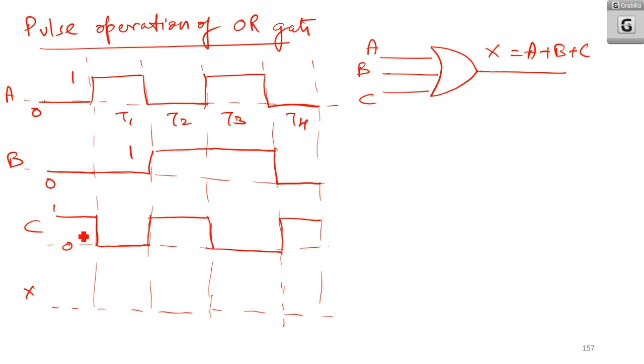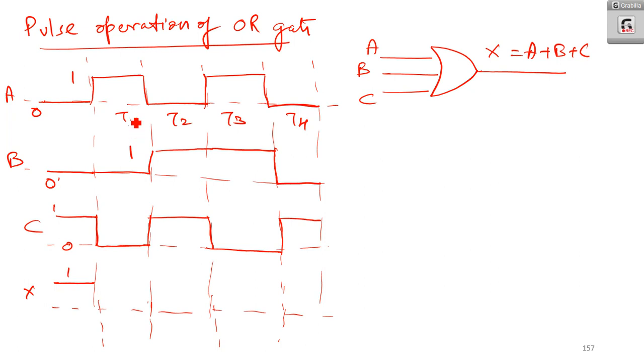So first I will do it. This is time instant T1, T2, T3 and T4. So before T1, what do you get? 1 OR 0 OR 0. What is it? 1. Sorry, it is 0 OR 0 OR 1. It is 1.